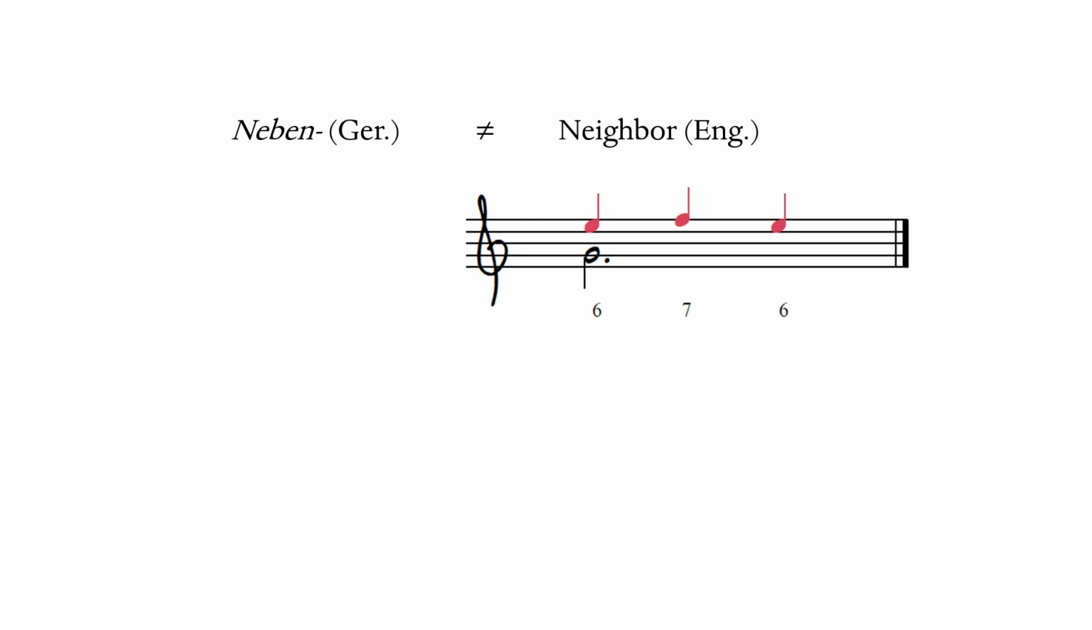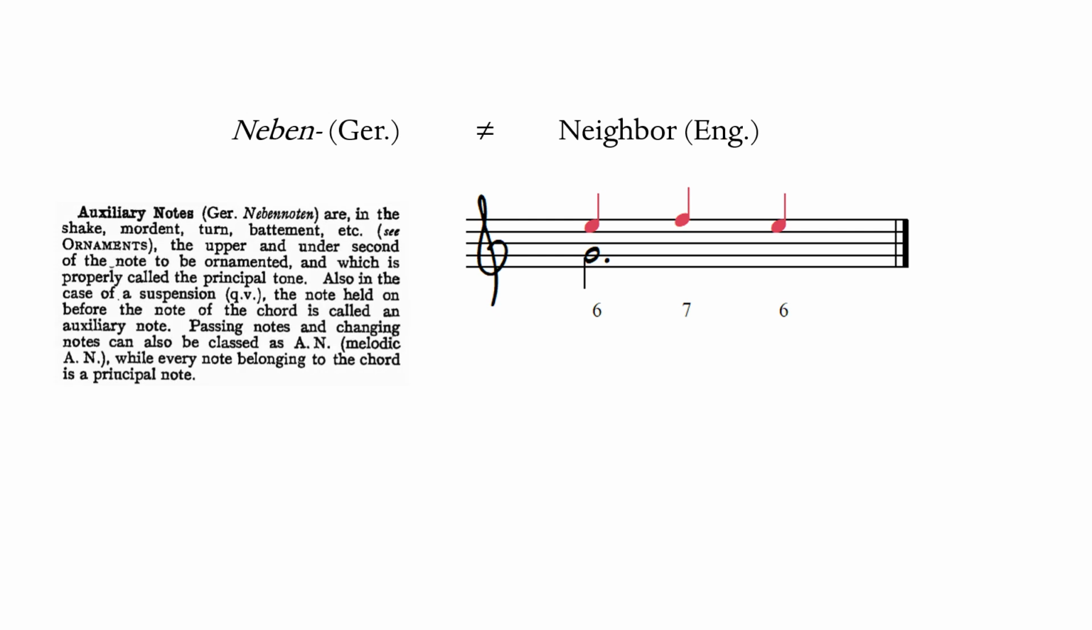Hugo Riemann gave this definition of the Nebennote in his Music Lexicon of 1882, where in the English edition, the term is instead translated as auxiliary note. Auxiliary notes are in the shake, mordent, turn, battement, etc., the upper and under second of the note to be ornamented, and which is properly called the principal tone.